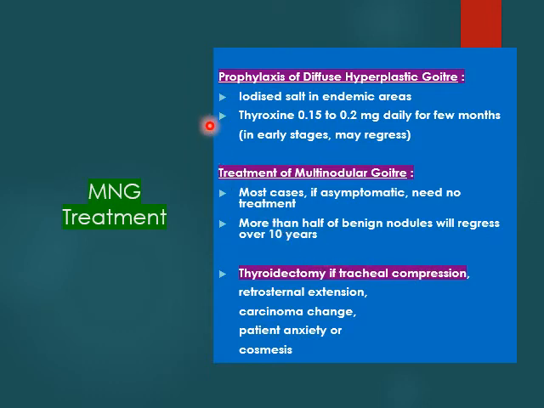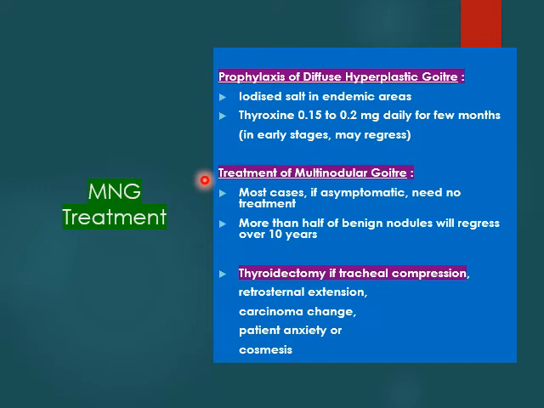Okay, sometimes in some patients with an early enlargement, you can give what is known as prophylaxis to prevent the development of multinodular goiter. In these patients, you can give iodized salt in endemic areas where there's iodine deficiency, or give them thyroxine supplements 0.15 to 0.2 milligrams daily for a few months. In early stages, this may suppress the TSH and lead to regression of the swelling.